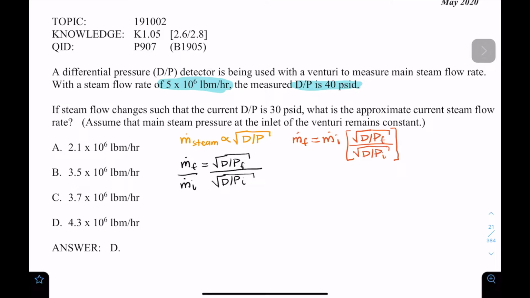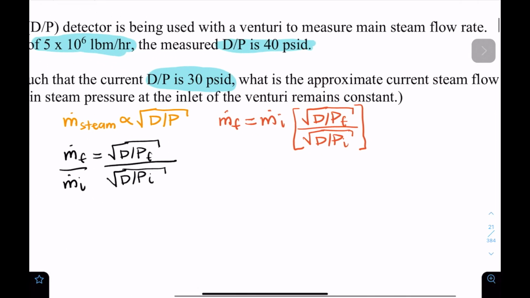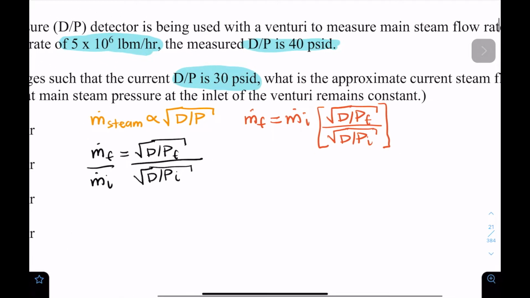If the steam flow changes such that the current dP is 30 PSID, so now my new dP is going to be 30 PSID, what is the approximate current flow rate? So I need to get a new flow rate. We use the same relationship, and we just need to rearrange the formula and solve. In this case, we're solving for the flow rate, not for the differential pressure.